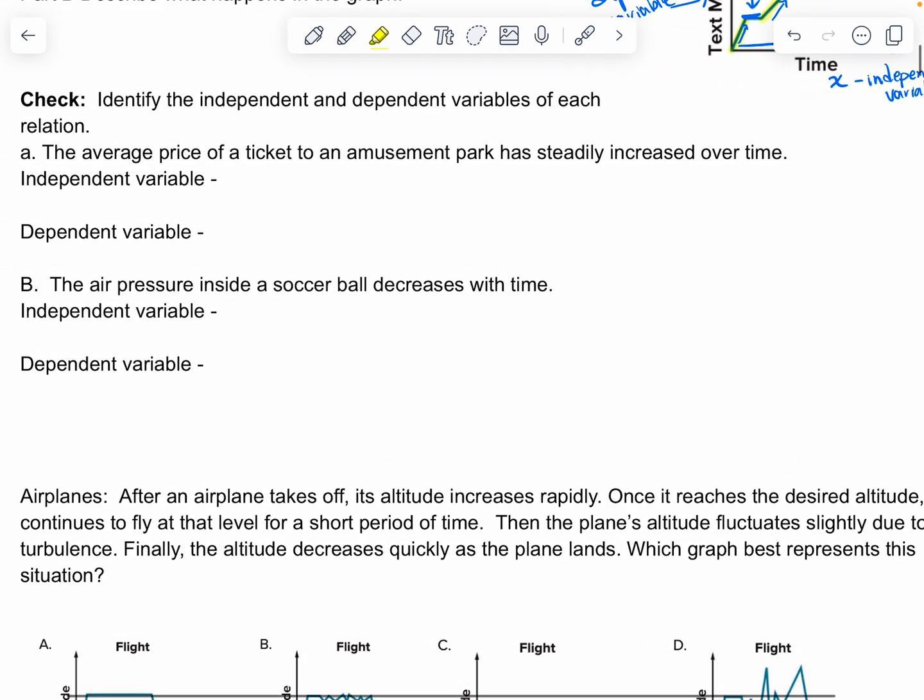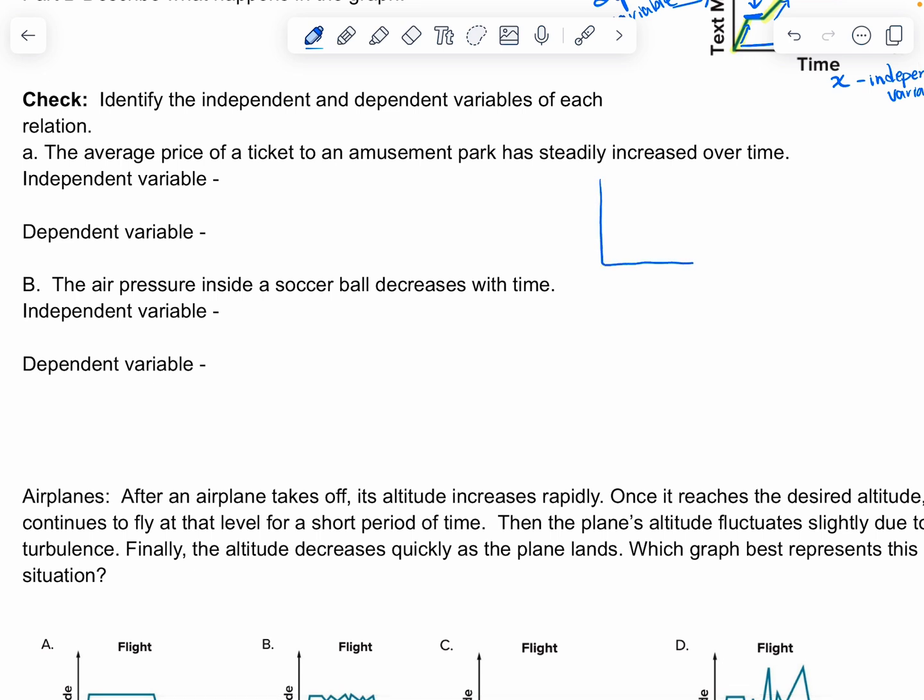Okay, so let's look at this. Identify the independent and dependent variables of each relation. The average price of tickets to an amusement park steadily increased over time. Okay, so again, most of the time what it's saying is I have time down here, and this is ticket price. So as time goes on, ticket prices go higher and higher. So time is going to be my independent, and ticket price is going to be my dependent. It depends on how much time has gone by.